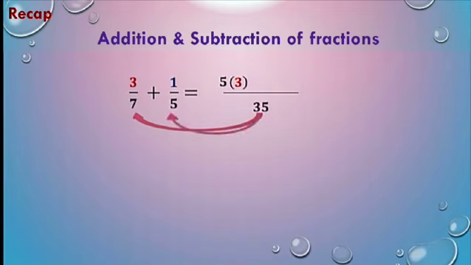Then we take 35 and divide by 5, which is 7. We multiply it with 1, which is the numerator of the second fraction. Now we simplify the numerator. We have 15 plus 7 over 35, to have a final answer of 22 over 35. The same principles will apply for addition and subtraction of algebraic fractions.